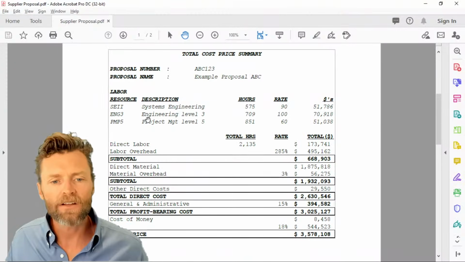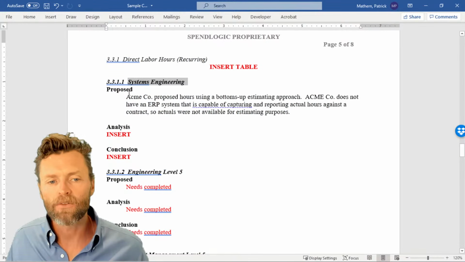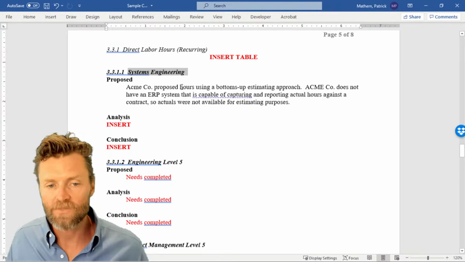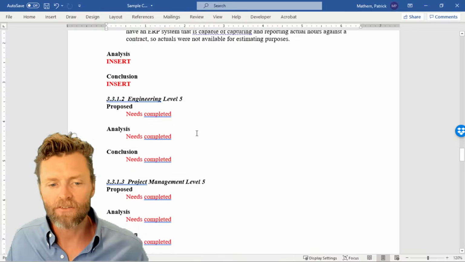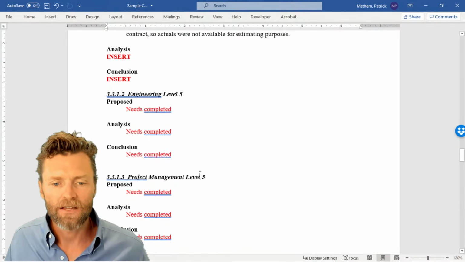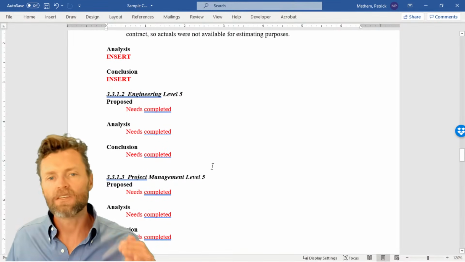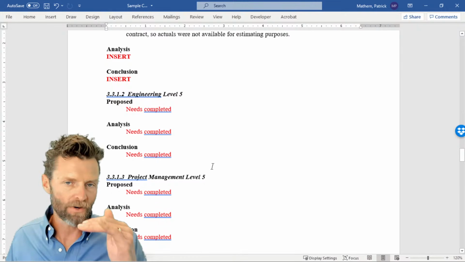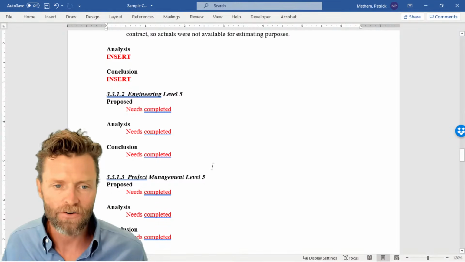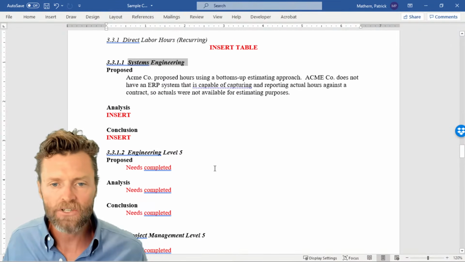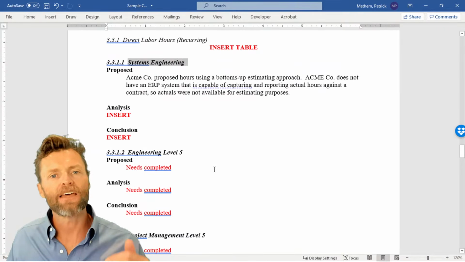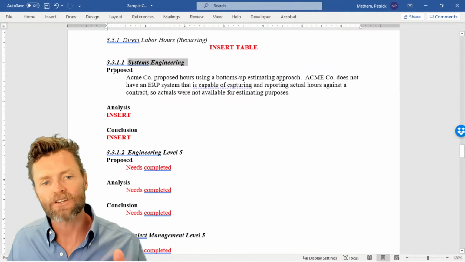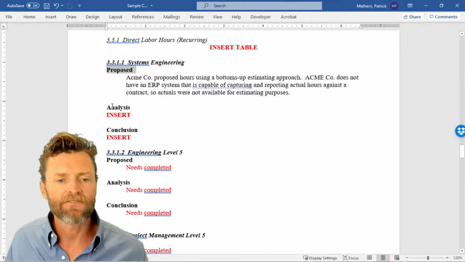I've got systems engineering, engineering level 3, and project management level 5. So 3311 is systems engineering. I've got engineering level 5 and project management level 5. We're going to have to get into each and every one of these categories of labor. Now, what you'll also notice is that for each of these, I have a section for proposed, I have a section for analysis, and I have a section for conclusion.